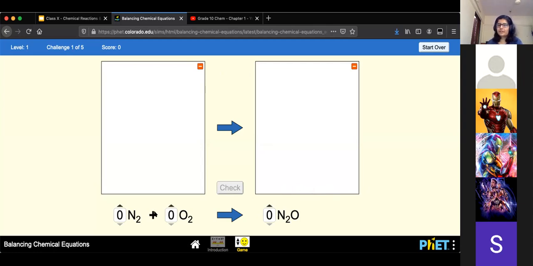This is your equation. N2 plus O2 gives N2O. Obviously, minimum 1 molecule will be there. Now, how will you balance it? Netri, not correct. Oxygen is not balanced. Puneet got it, yes. Neki got it.